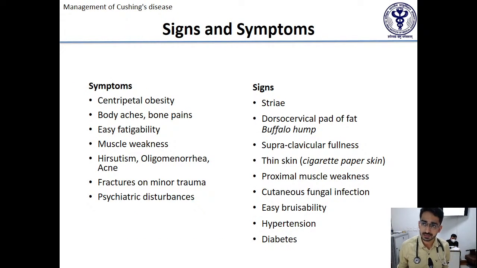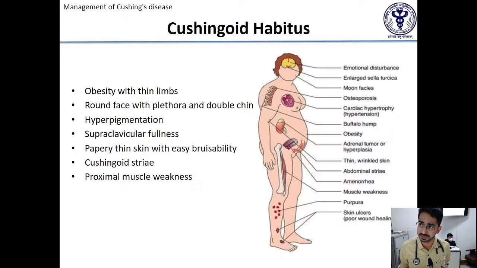Coming on to the signs and symptoms, the symptoms are what we have classically read: centripetal obesity, body aches and pains, fatigability, muscle weakness, androgen excess in the form of hirsutism, oligomenorrhea or acne, osteopenia or osteoporosis presenting as fractures on minor trauma, and psychiatric disturbance. Signs can be divided into catabolic signs, such as striae, thin skin, or proximal muscle weakness, then anabolic signs such as dorsocervical pad of fat or supraclavicular fullness that we see on examination, and then metabolic signs like hypertension and diabetes.